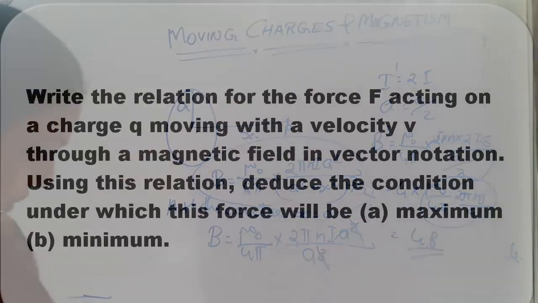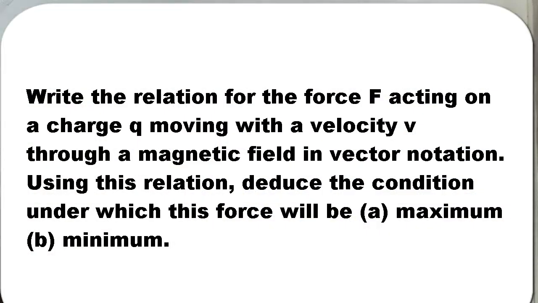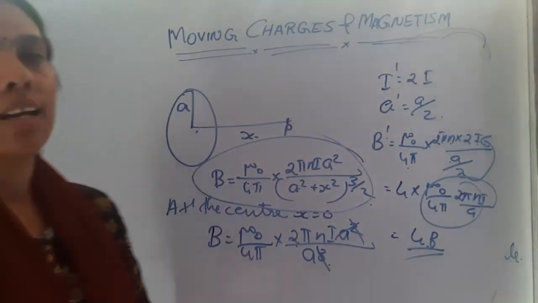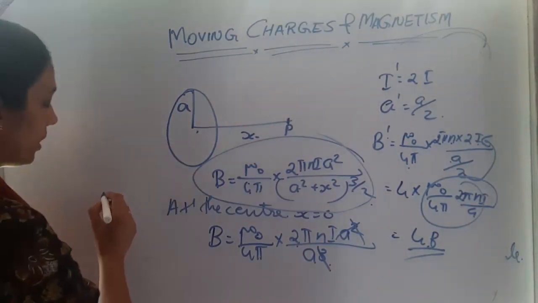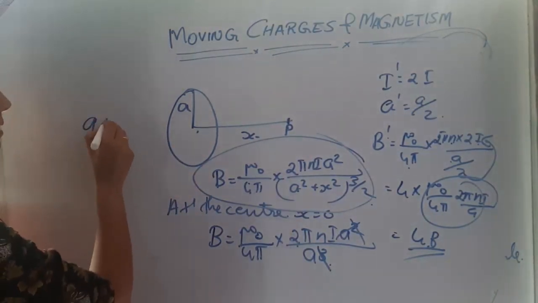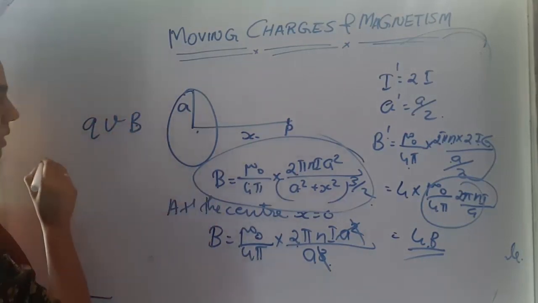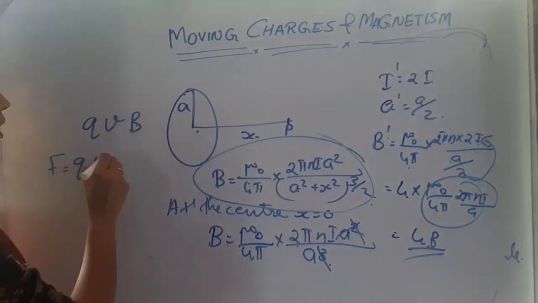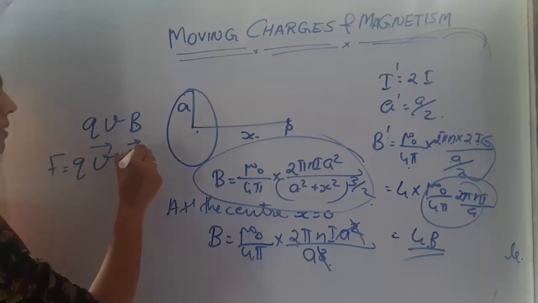So the next question is, write the relation for the force F acting on a charged carrier Q moving with a velocity V through a magnetic field B in vector notation. Using this relation, deduce the condition under which the force will be maximum and minimum. Yes, for a charge Q, V is the velocity, B is the magnetic field. What is the force? F is equal to Q into V cross B. This is the force, right?